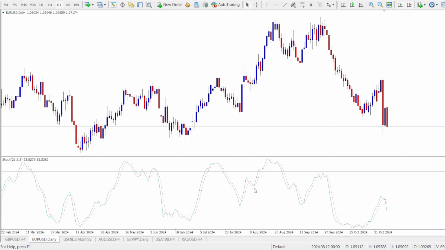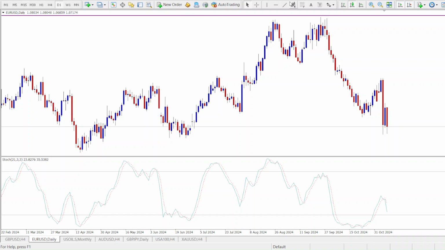While the stochastic crossovers are powerful, relying solely on them can sometimes lead to false signals, especially in choppy or sideways markets. You will also want to pay attention to the divergence pattern between the stochastic oscillator and the price chart. If the price is making higher highs, for example, we can see we had a little bit of a higher high here, and then we can see we had a lower high here, and this is what we call a bearish divergence.